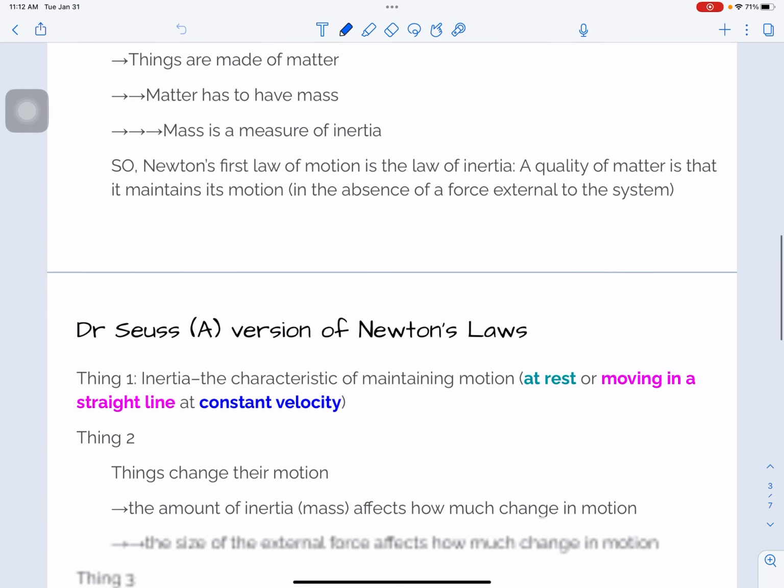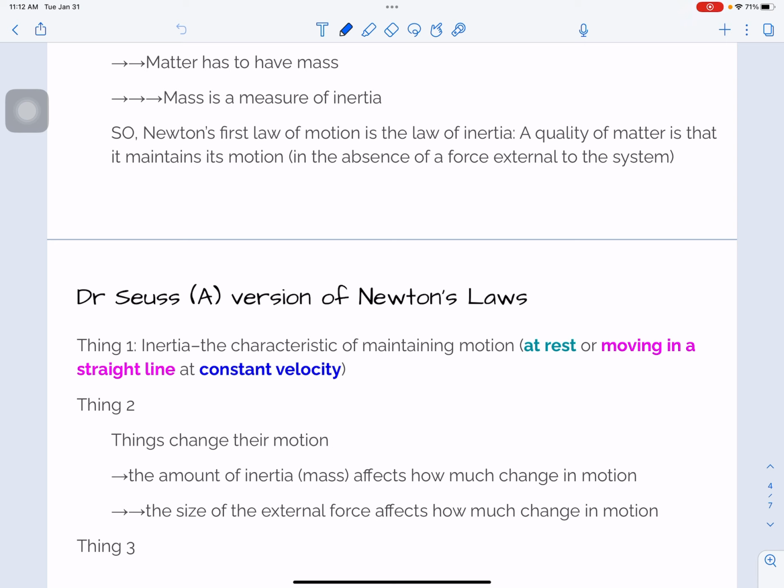So, a more formal way of thinking about it, I'm still on thing 1 here, is that inertia is the characteristic of maintaining motion. And maintaining motion means it's either at rest or moving in a straight line at constant velocity. So when we're talking about maintaining motion or retaining its motion, either it's not moving or straight line motion at constant velocity. So that is thing 1. Things exist.